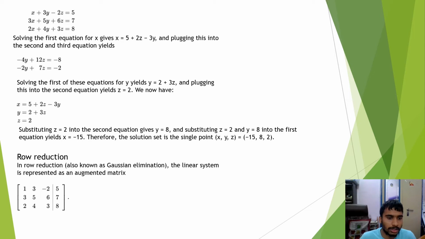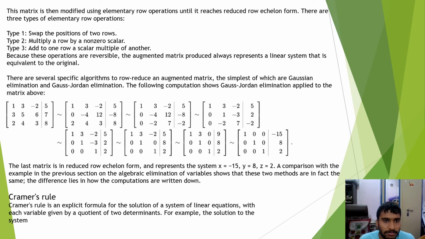Now, row reduction. In row reduction, also known as Gaussian elimination, the linear system is represented as an augmented matrix. This matrix is then modified using elementary row operations until it reaches reduced row echelon form. There are three types of elementary row operations. Type 1, swap the position of two rows. Type 2, multiply a row by a non-zero scalar. Type 3, add to one row a scalar multiple of another. Because these operations are reversible, the augmented matrix produced always represents a linear system that is equivalent to the original.